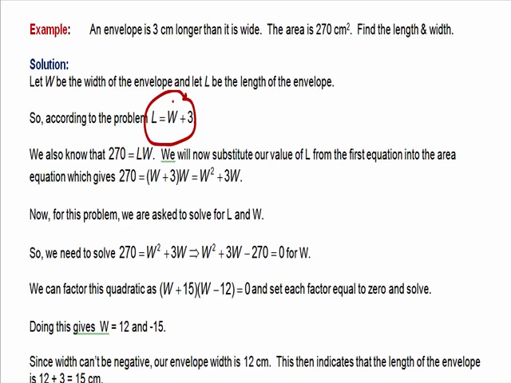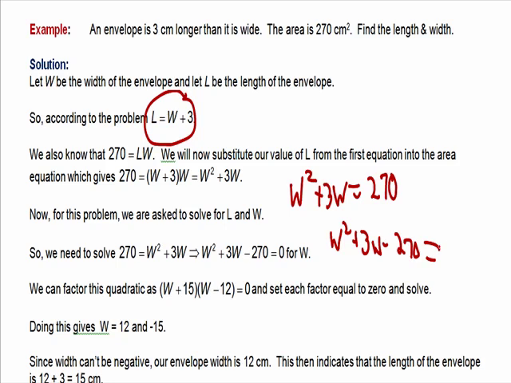So I'm going to solve this equation that I have for W, and then I'll go back and figure out what L is. Now remember, when I have the equation W squared plus 3W equals 270, I cannot solve that equation in its current form. It is not possible to solve it. Please don't try to. What I need to do is get this quadratic equation set equal to 0. So I'd have W squared plus 3W minus 270 is equal to 0.